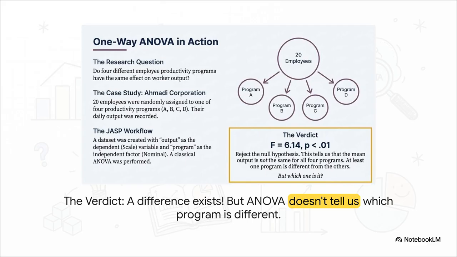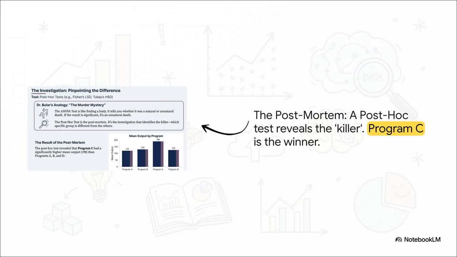But here's the catch, the mystery. ANOVA doesn't point a finger. It doesn't tell you who the killer is. It just screams, a crime has been committed. We know one of these programs is different, but we have no idea which one. So to solve this mystery, we've got to perform the postmortem. In stats, we call this a post hoc test. This is the detailed forensic work that happens after the initial finding, and the results of our investigation are crystal clear. Program C is our killer. It leads to significantly higher output than all the others. The mystery is solved, and the full story has been revealed.